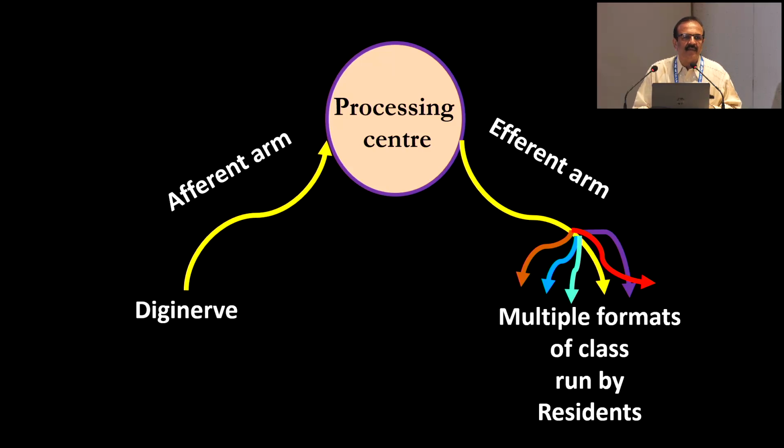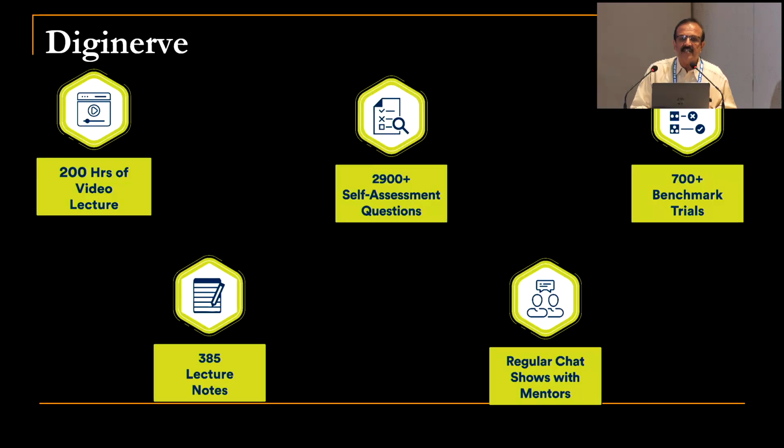The efferent arm is what do you actually do with that knowledge? How do you make sure that the students have imbibed that knowledge? And how do you make sure that they have understood the concepts of that knowledge is what I'll be talking about. So this DigiNerve is a platform which has close to 200 hours of video lecture.